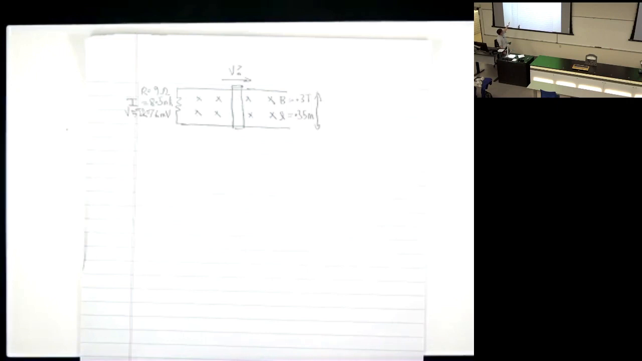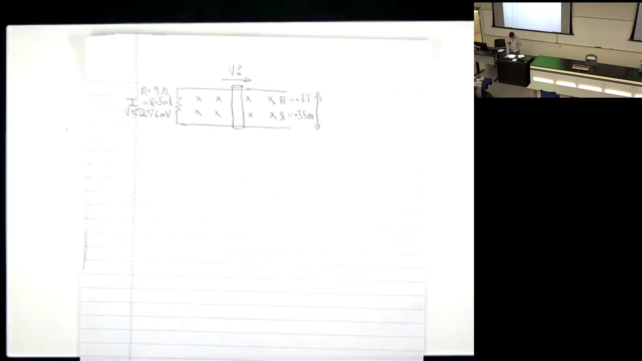So I wrote this information down because basically we're told it. Also, we know the length of the rod and we know the magnetic field, 0.35 meters, 0.3 Tesla. So I added all those things. That's my picture. And the first thing I wanted to know about was, what is the velocity of the rod, if I'm creating this particular induced current, this particular induced EMF? So let's see if I can figure that out.